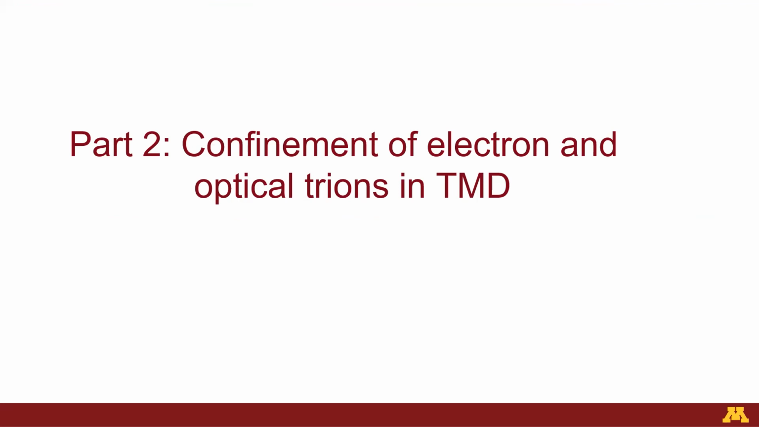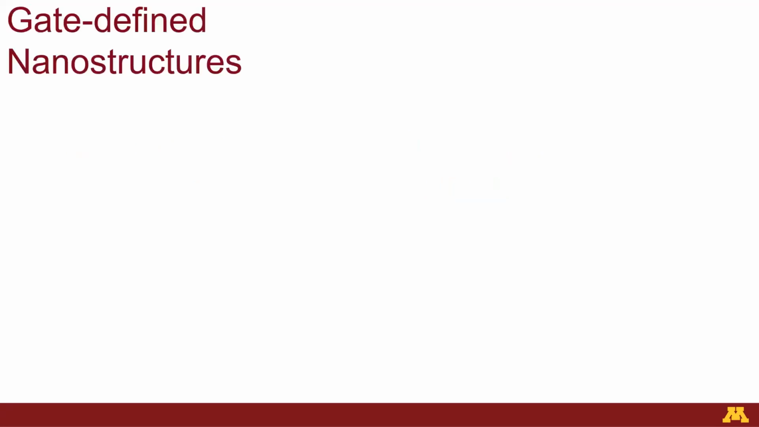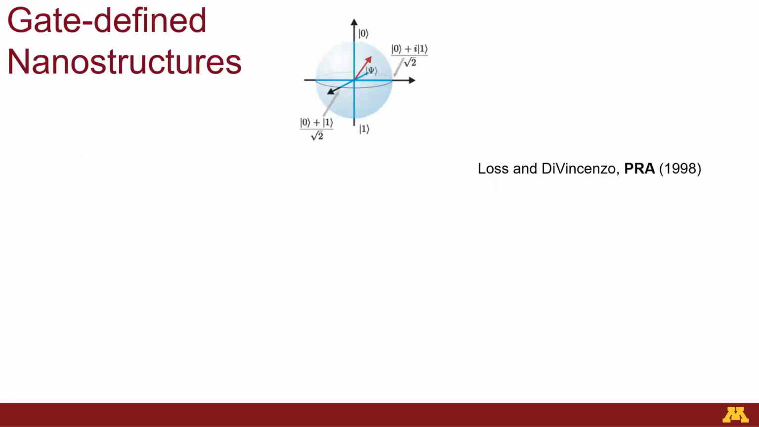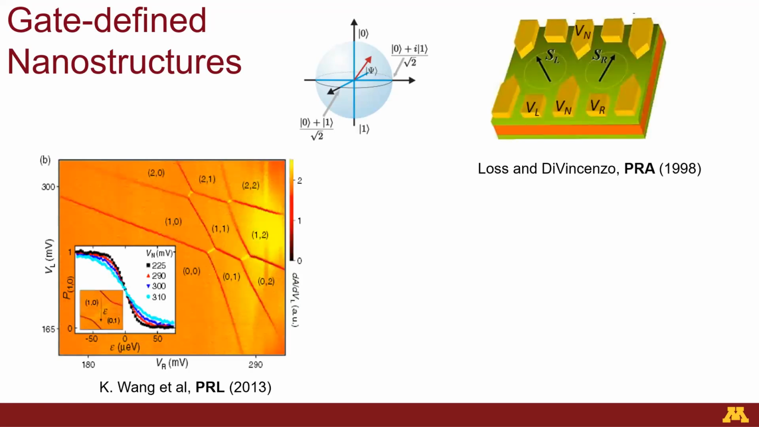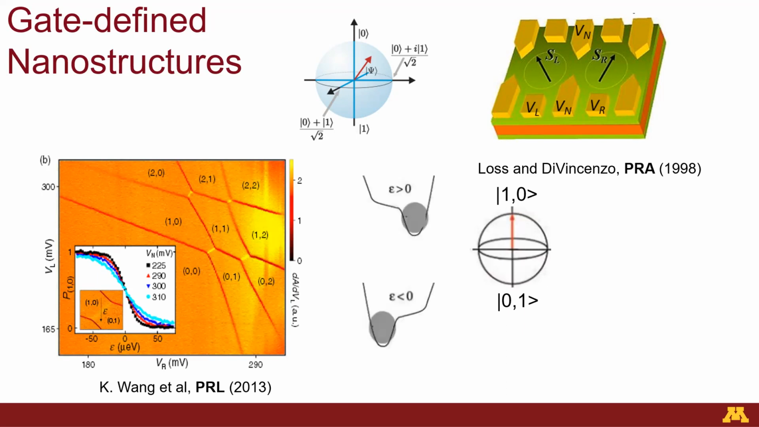In the second part of the talk, I want to briefly talk about the confinement of electrons and optical charge in TMDs. I come from a background of gate-defined nanostructures in gallium arsenide and silicon, where we build quantum dots confining a single electron or two to form a singlet-triplet qubit or charge qubit, basically a quantum two-level system that we can design, manipulate, and use as a basis for the logic component of quantum computing.